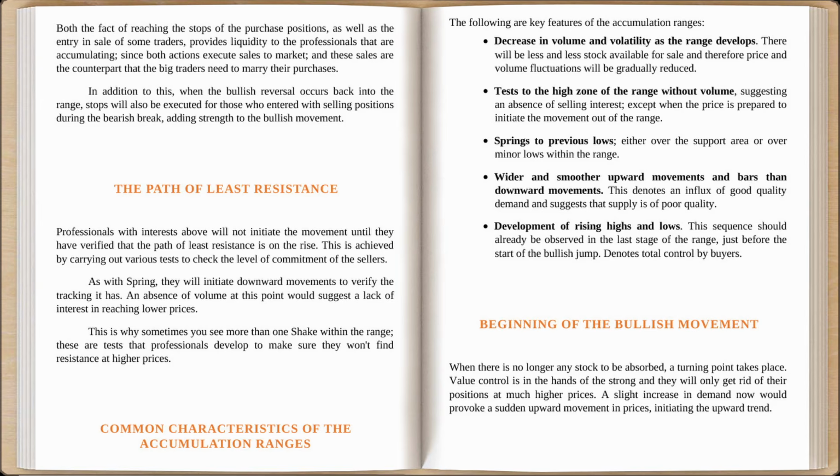Wider and smoother upward movements in bars than downward movements. This denotes an influx of good quality demand and suggests that supply is of poor quality. Development of rising highs and lows. This sequence should already be observed in the last stage of the range, just before the start of the bullish jump. Denotes total control by buyers. Beginning of the bullish movement. When there is no longer any stock to be absorbed, a turning point takes place. Value control is in the hands of the strong, and they will only get rid of their positions at much higher prices. A slight increase in demand now would provoke a sudden upward movement in prices, initiating the upward trend.